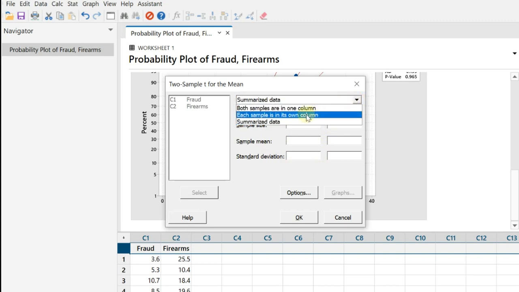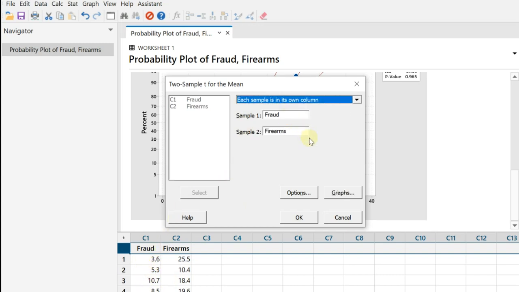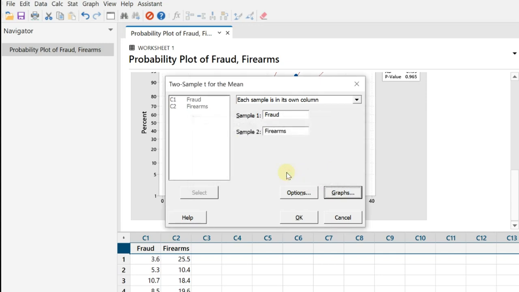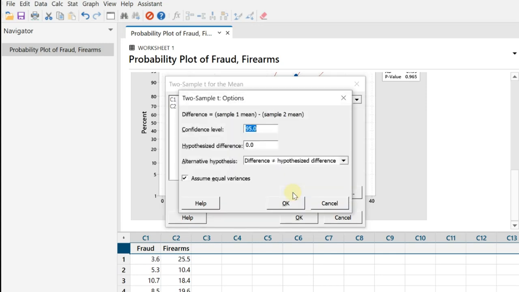And there you go. It could be that both samples are in one column. That would be if both of them were indeed in one column, but in our case they're in their own columns, two columns. Here, if you click on graphs, you have the option of individual value plots or box plots. That's how I got my box plot. And I cancel that because I use QQ plots. In the options, and there you go.